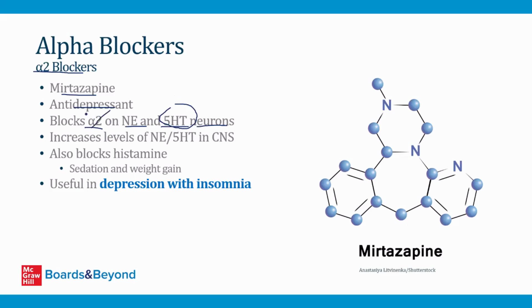And so when you block these alpha-2 receptors on neurons, you will increase levels of norepinephrine and serotonin in the central nervous system, and this can be beneficial in patients who have depression. The main problem with mirtazapine is that it's also an antihistamine drug, and therefore it can cause sedation and weight gain. And so because of this, this drug is most commonly used in patients who have depression and also have insomnia because the sedative effects of mirtazapine will make them sleepy. And then the main adverse effect of this drug is that patients who take it chronically often gain weight.